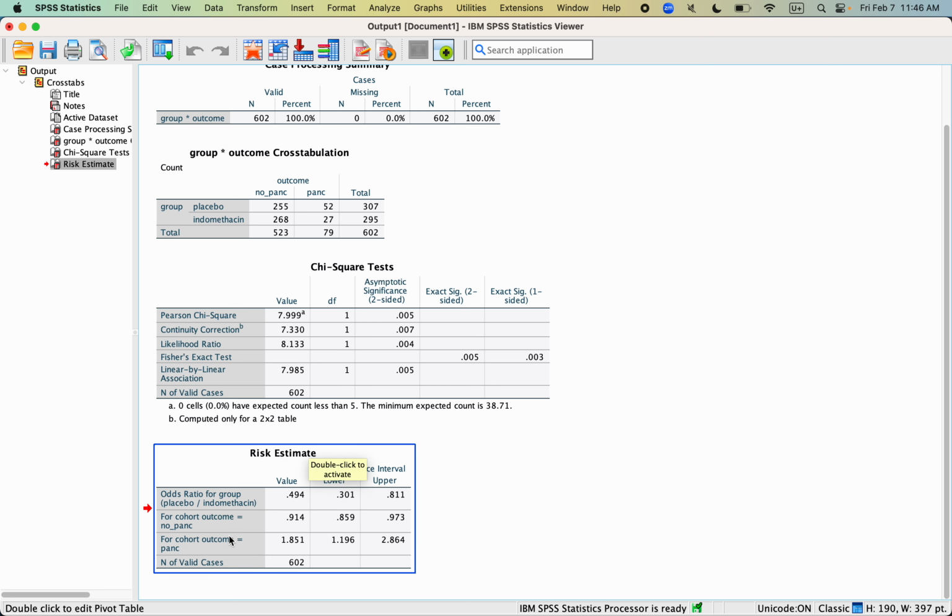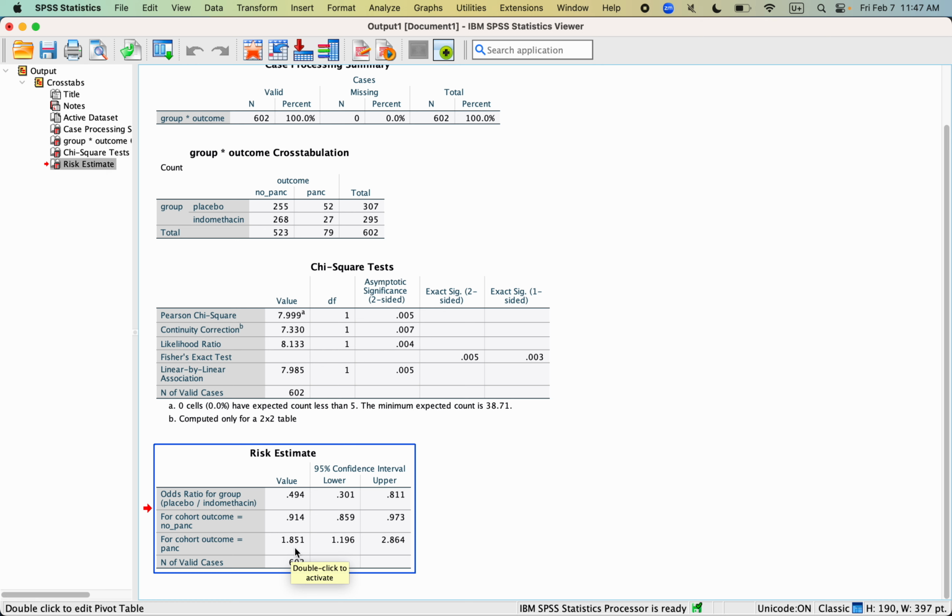Finally, the readout that we do care about, what's the risk of pancreatitis, that is the bad outcome, in my placebo group? Hey, they're about 85% more likely. And why is that? Because this is greater than 1. If it was 1, they'd have equal risk of pancreatitis. But I'm seeing a value greater than 1. 1 is not in my confidence interval. So there's a significant increase in the risk of pancreatitis in the placebo group compared to the indomethacin group. So this is actually what we'd want to report.